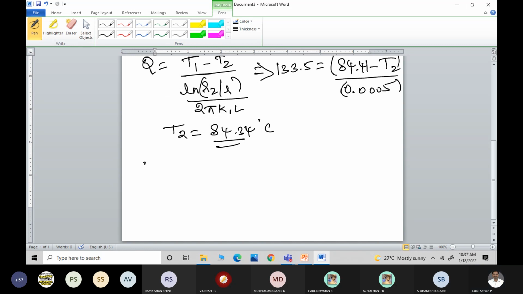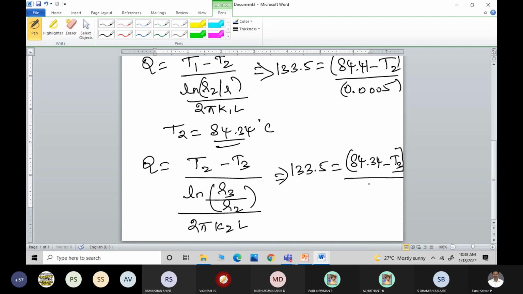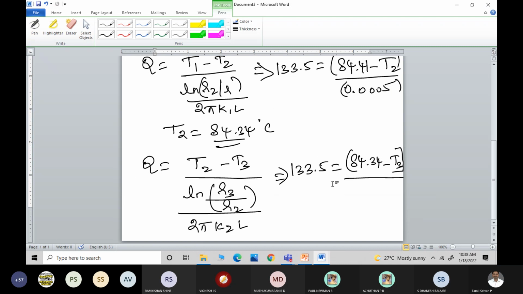Now find out T3. Q equals (T2 minus T3) divided by natural log of R3 by R2 divided by 2 pi K2 into L. So 133.5 equals 84.34 minus T3 divided by the resistance we got, 0.328. How much is it? 41.23, sir.